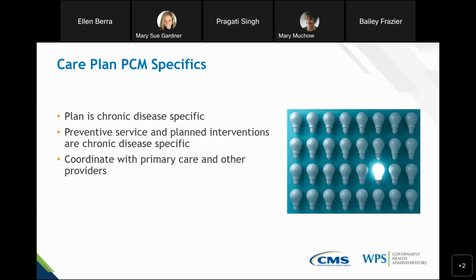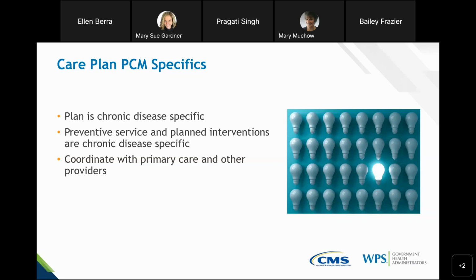So a care plan for principal care management, again, it is going to be chronic disease specific. So it's all of what's going on with that patient that goes into that chronic disease that you're actually treating. Again, your preventive service and planned interventions are going to go along with that chronic disease, and you're going to be coordinating along with that primary care provider and others who may be part of that patient's care. Again, that has to do with that care fragmentation.